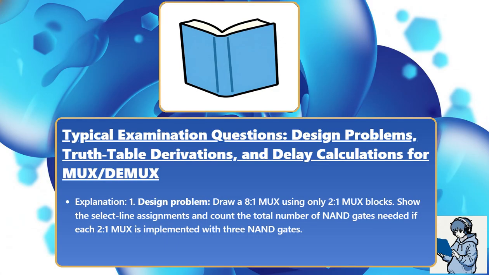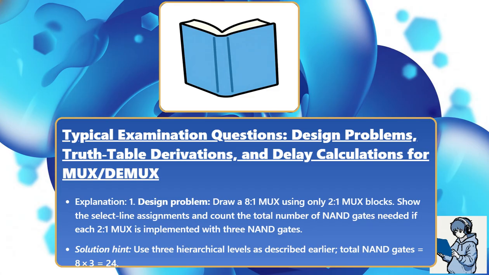Explain 1. Design problem. Draw an 8 to 1 multiplexer using only 2 to 1 multiplexer blocks. Show the select line assignments and count the total number of NAND gates needed if each 2 to 1 multiplexer is implemented with 3 NAND gates. Solution hint: use 3 hierarchical levels as described earlier. Total NAND gates equals 8 times 3 equals 24.